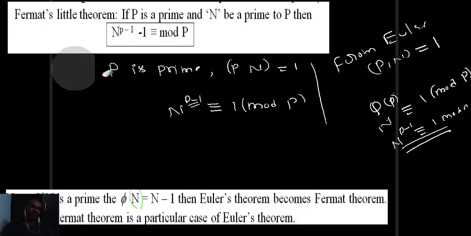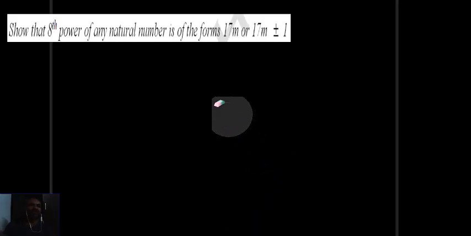Okay. So here, given P is a prime number, then phi of P is P minus 1, and Euler theorem becomes Fermat's theorem. The Fermat theorem is a particular case of Euler theorem. Okay. One of the important applications of Fermat's Little theorem: show that the 8th power of any natural number is of the form 17m or 17m plus or minus 1. Very, very important problem from the Olympiad point of view.